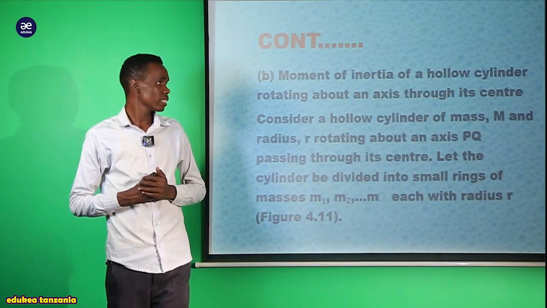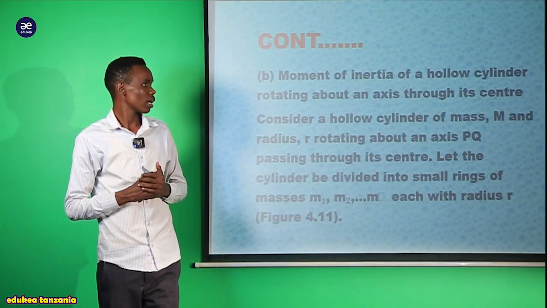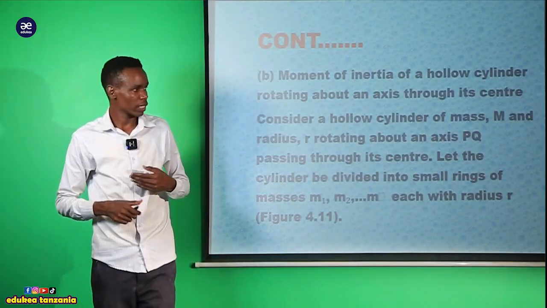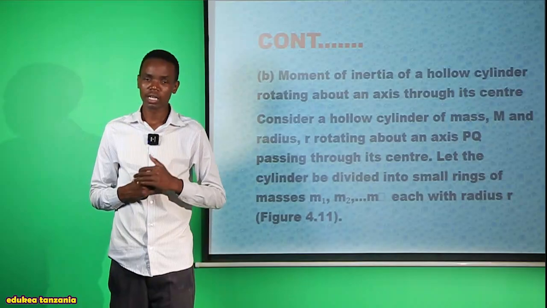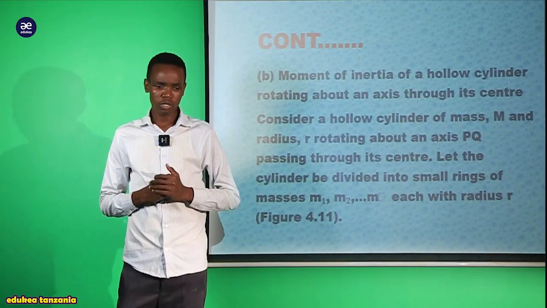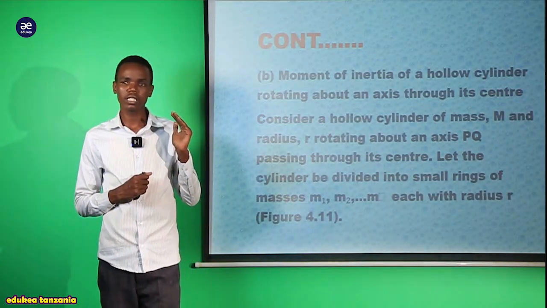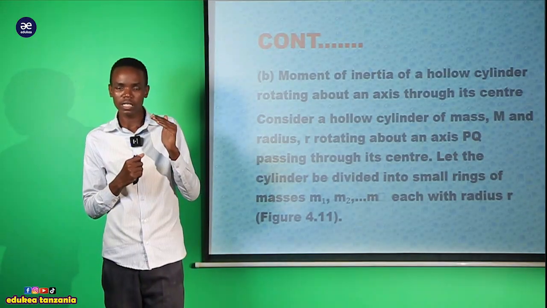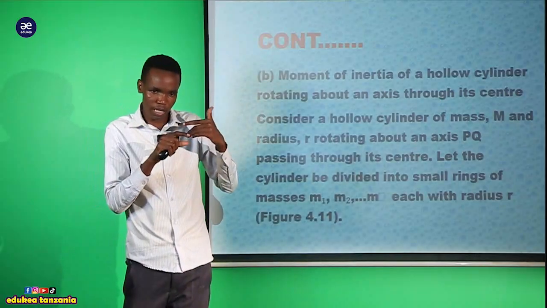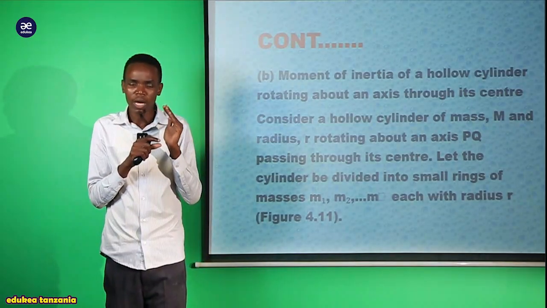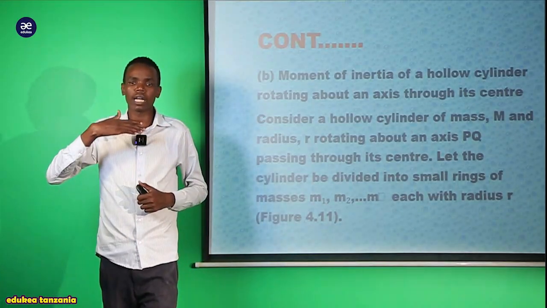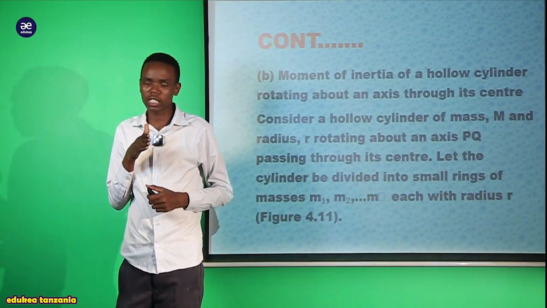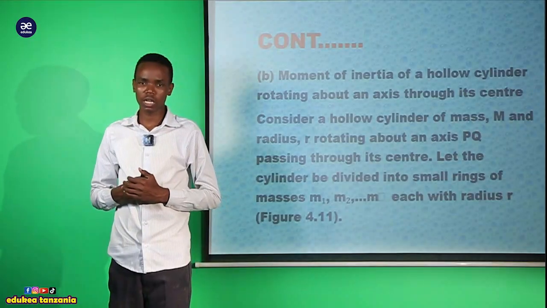In today's session, we are going to see the moment of inertia of the hollow cylinder rotating about an axis through the center. We saw that this is divided into two types, and we completed the first one. Now, if we have a hollow cylinder, such as a hose pipe, rotating about an axis through the center, how can we get the moment of inertia? That is what we are going to see today.